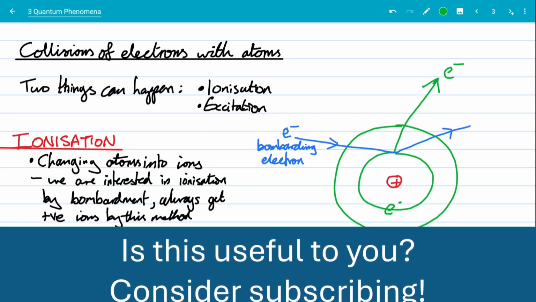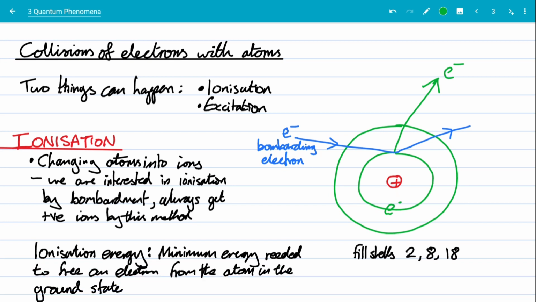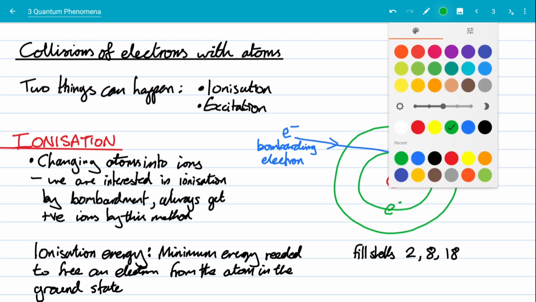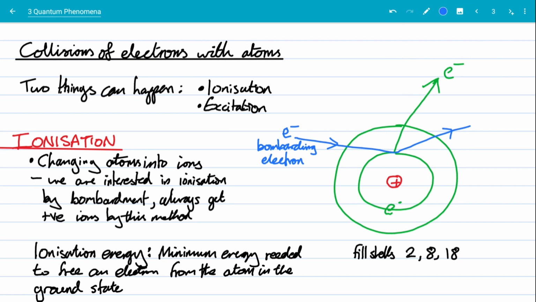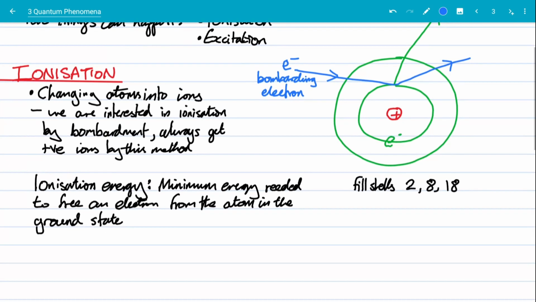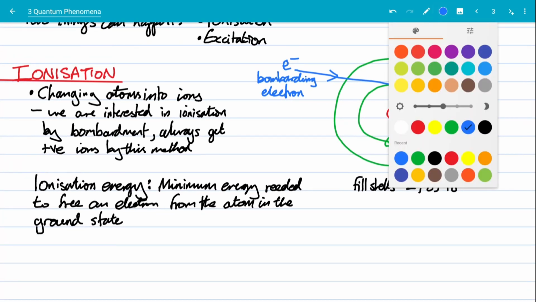If your atom happens to be in an excited state, which we'll talk about in a bit, then you can get ionization energies that are less than the ionization energy. But if the atom's in the ground state, then the energy that's required to cause ionization, the minimum energy, that's called the ionization energy. So an electron carrying a kinetic energy greater than the ionization energy can cause an atom in the ground state to ionize.